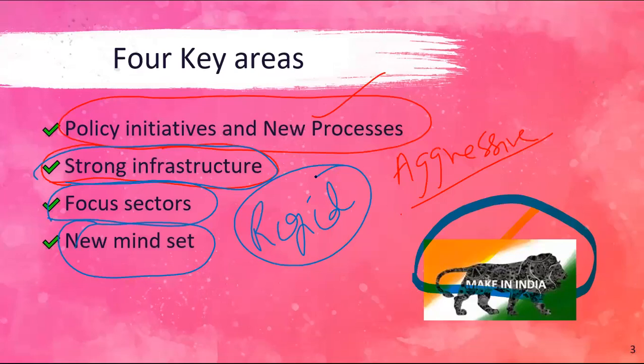So there are 4 key areas for Make in India movement. One is the policy initiative. Second is a strong infrastructure. Then we have to identify the 4 sectors. Then the mindset of the people should change.